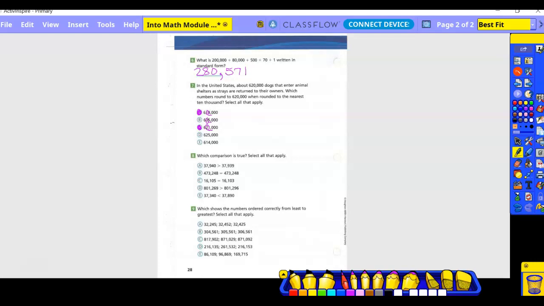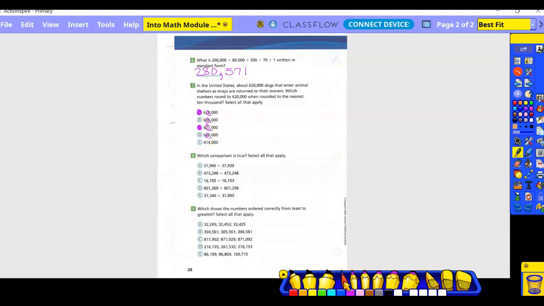The next one, I circle the 2 and underline the 5. Is that going to be rounded to 620,000 or 630,000? 630,000 because 5 is 5 or higher. Oh, so we wouldn't pick that one. And that would mean we would go up 1.